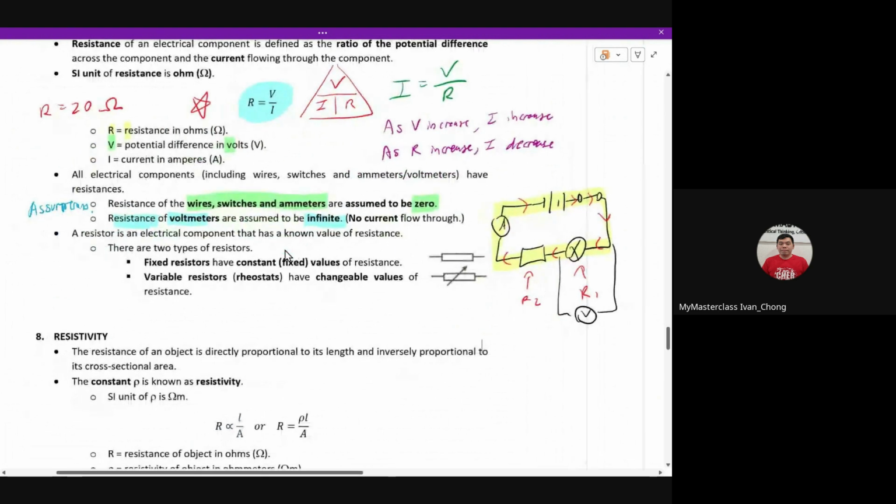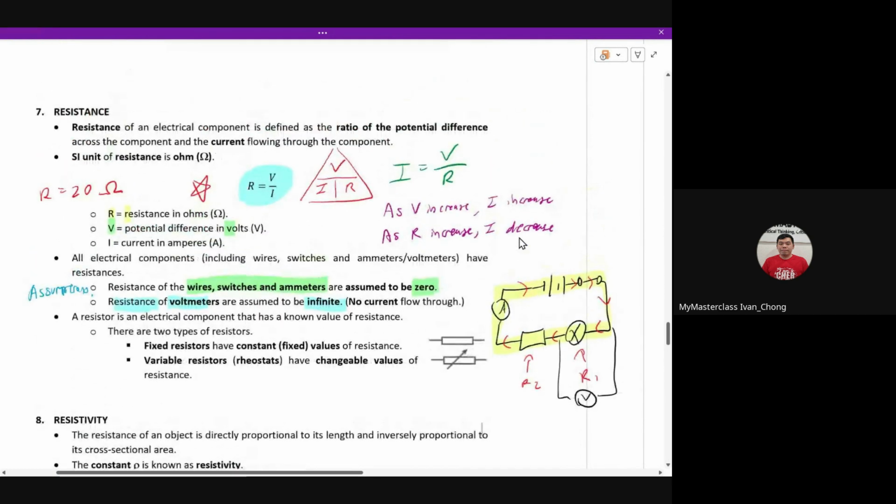Your resistor, which is this, has a fixed resistance. Fixed resistors usually have fixed resistance. Variable resistors, also known as rheostats, have changeable resistance, so you can change from a minimum number to a maximum number, from 0 to something. So this is your resistance. Do take note, this is your most important formula. Out of all the electricity questions, I have never seen a single question that doesn't test this formula. This is your bread and butter. You use it everywhere you go.